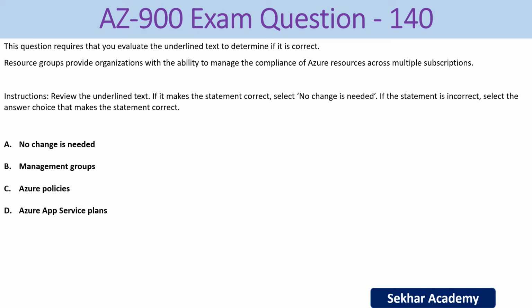So resource groups provide organizations with the ability to manage the compliance of Azure resources across multiple subscriptions. The options we have: no changes needed, management groups, Azure policies, and Azure app service plan. The right answer here is Azure policies. With Azure policies, we can meet the solution required here. So the right answer is C, Azure policies.